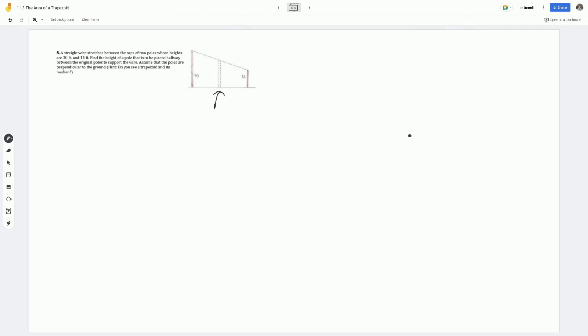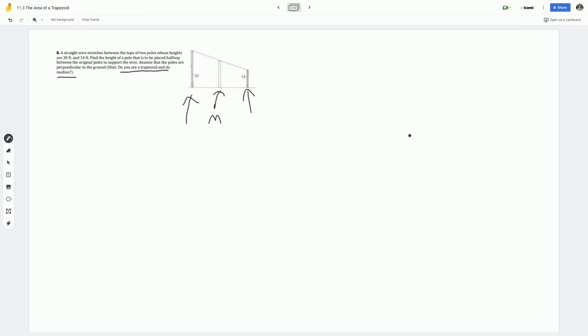here. So a straight wire stretches between the tops of two poles whose heights are 30 and 14 feet. These two right here. Let me label this M for median. Find the height of the pole that is to be placed halfway between the original poles to support the wire. Assume the poles are perpendicular to the ground. So yeah, the hint right here, do you see a trapezoid and its median?